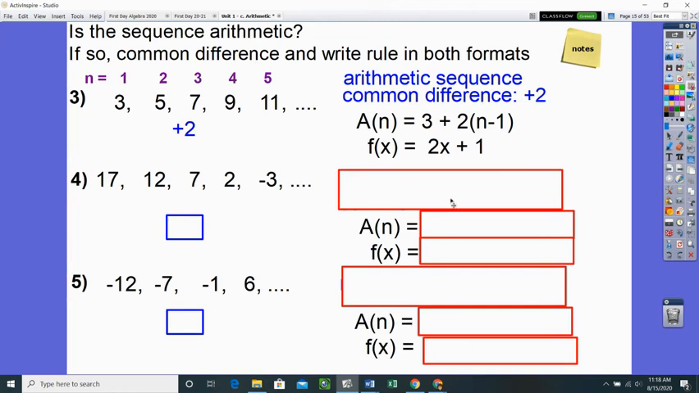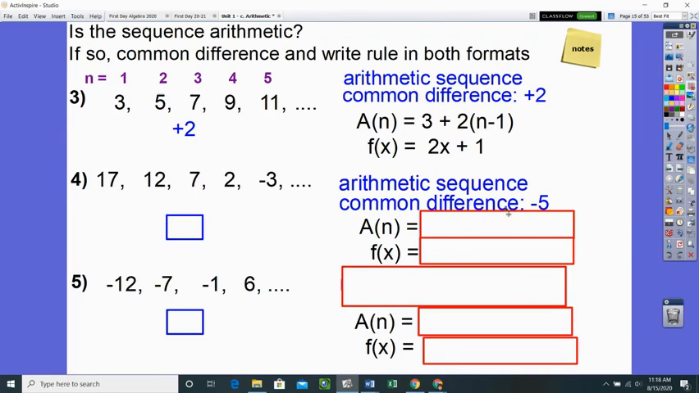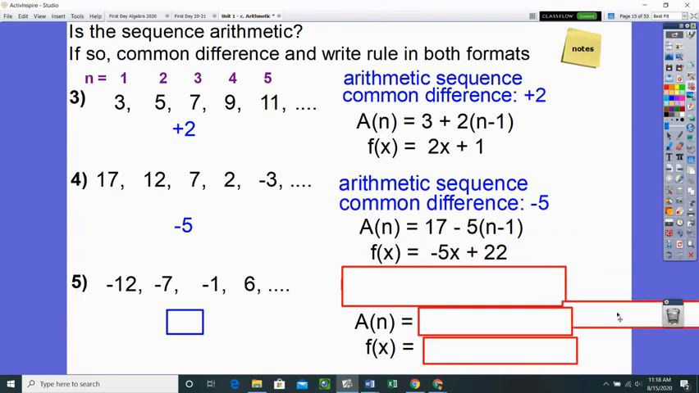Is the next one arithmetic? It is. Its common difference is to take away 5. I'm going to write the first term, which is 17, minus 5 times n-1. There's the n-1 rule. Now, if I do distributive property, I'll get minus 5n. Now, be careful. A negative times a negative will give me plus 5. So you should have negative 5x plus 22. And again, if you have this as a of n and an n over here, that's fine. I'm just trying to get you used to using different variables.